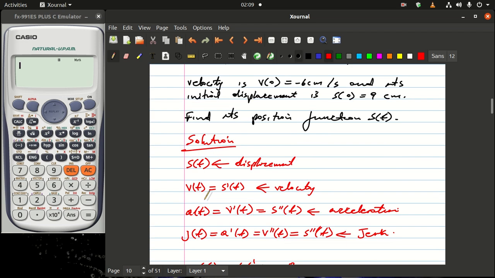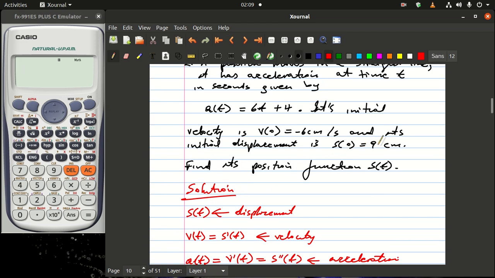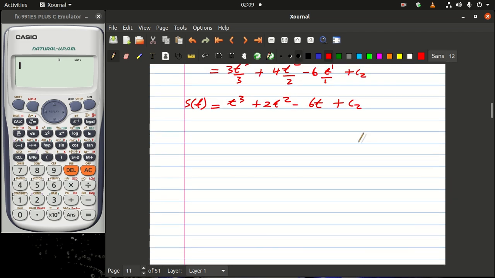The next thing, you go back there, you can see that you are given an initial position, and then we have to plug in the 0 there. So if we are looking for s of 0, we know that this is going to be 0 cubed plus 2 times 0 squared minus 6 times 0 plus c2. Of course, if you look into this, we have s of 0, and this is 0 gone, this is 0 gone, this is 0 gone, so you have c2.